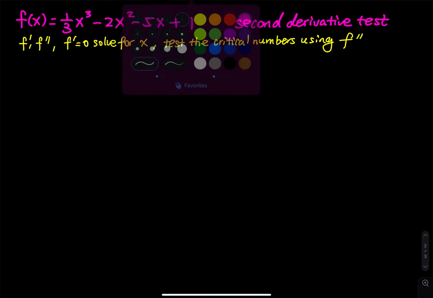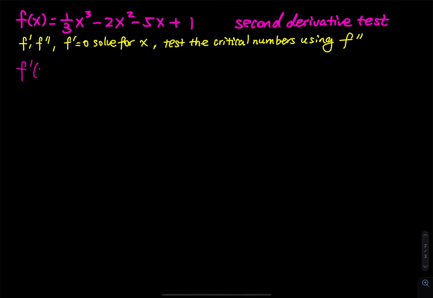All right, so f prime of x, simple power rule: bring the 3 down, the fraction is gone, you have x squared; bring the 2 down, 4x; and then 5, right? The derivative of 1 is 0. Then you set this derivative equal to 0 and solve for x, right?